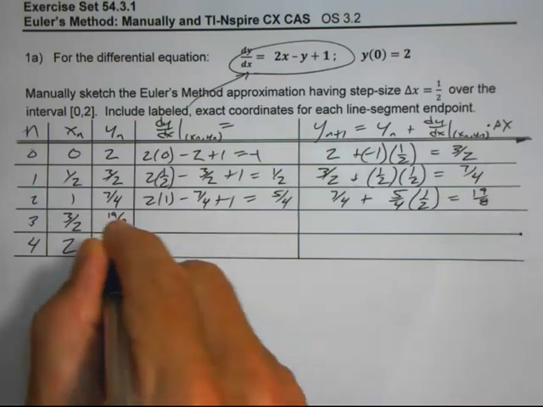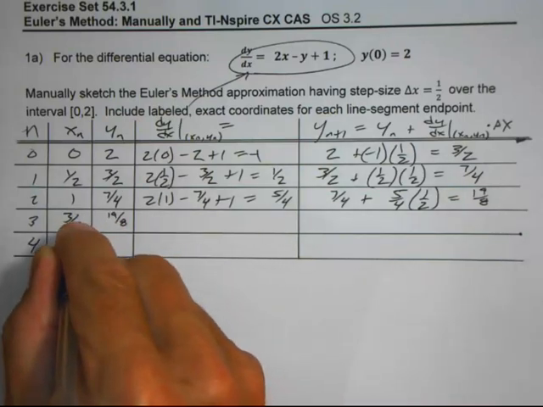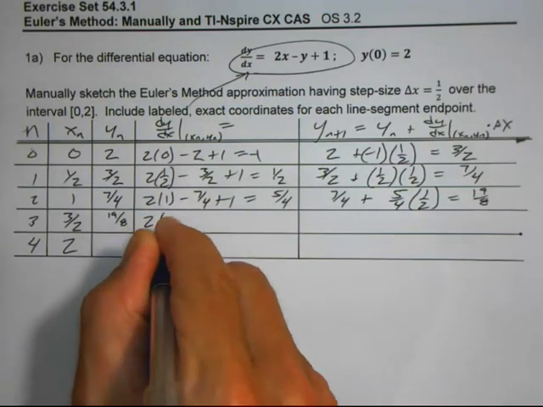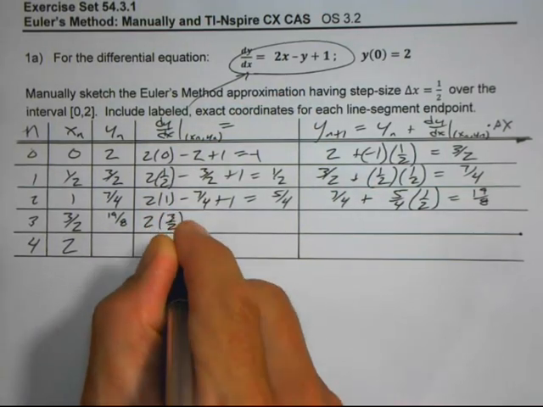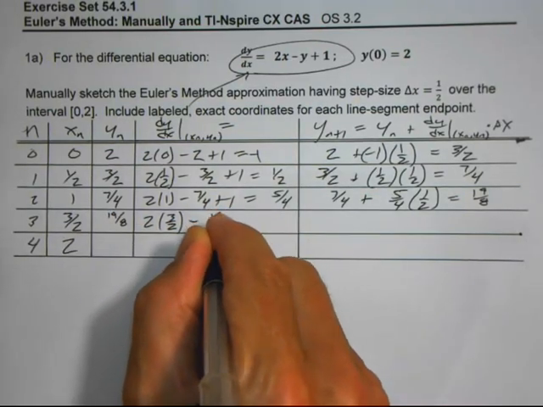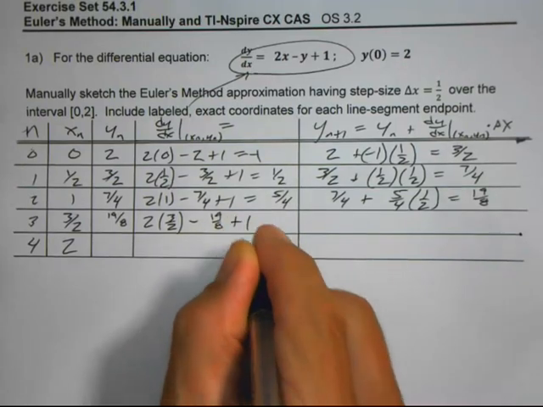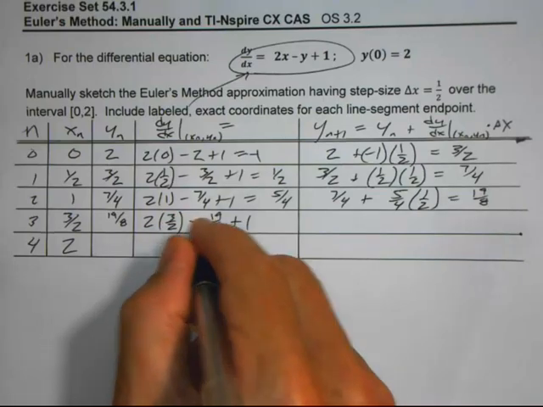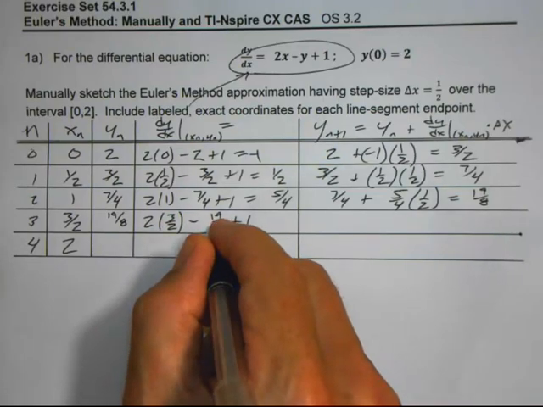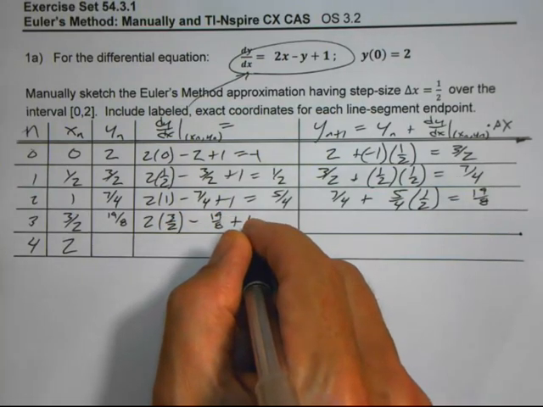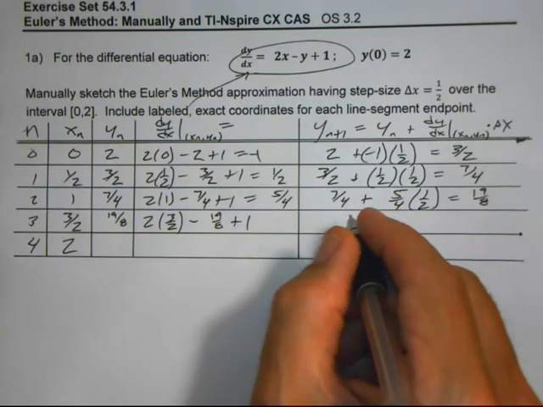Okay, now which direction to head once we're at this point here? Back to the formulation. 2x is 3/2, minus the y, that's minus that 19/8, and plus 1. So here it is actually 3 minus 19/8. 3 is 24/8 minus 19/8, 5/8, plus 1, back up to 13/8.